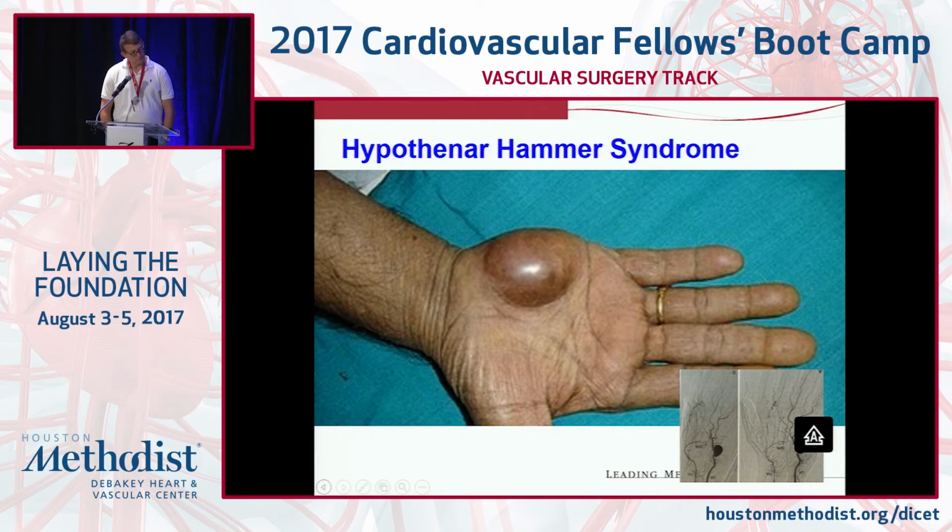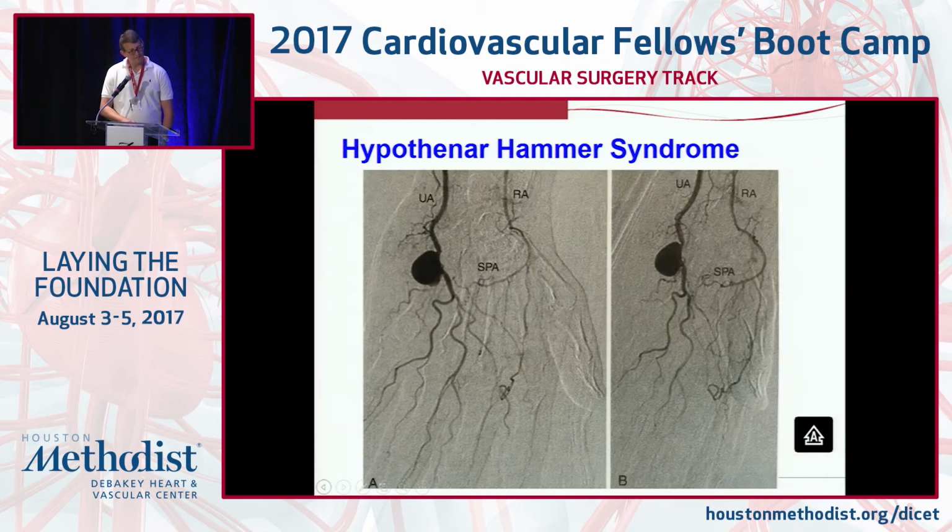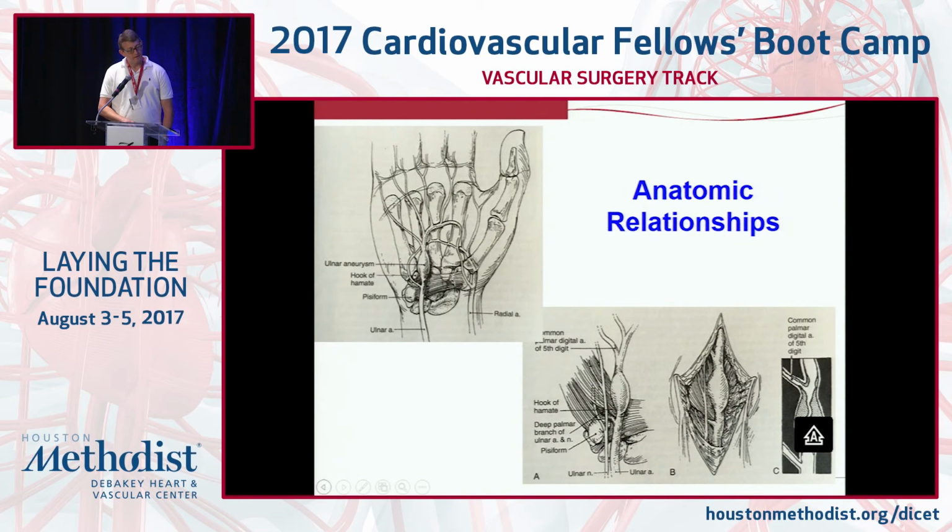Hypothenar hammer syndrome. This is obvious here: aneurysm of the ulnar artery as it comes around the hook of the hamate. The typical story is somebody who's a roofer or a bricklayer, with a lot of trauma to the heel of the hand, and that's an important diagnosis to make. The treatment, as was shown before, is resection and generally some sort of interposition grafting.